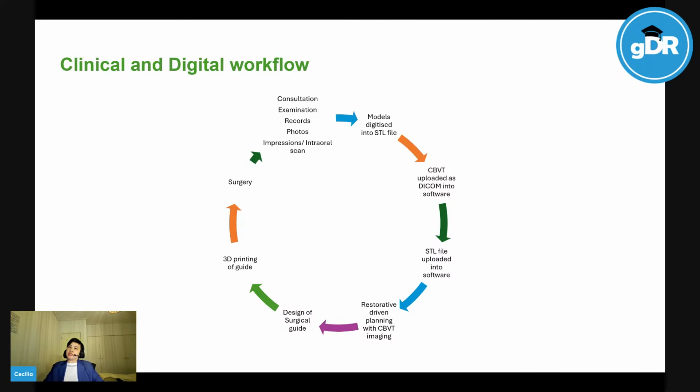If you want to go digital, then digitize your models, or if you've got a scanner, then your models are already digitized. What we do is we merge the CBCT data, which is the bone scan, to the STL file. STL is standard triangle language. It's basically your digital study model. So you merge the digital study model with your bone scan, and that's how you work with that data to plan the implant. Don't forget the restorative driven planning I've told you about. We design the surgical guide, we print the guide, then we go to surgery, and then we restore.